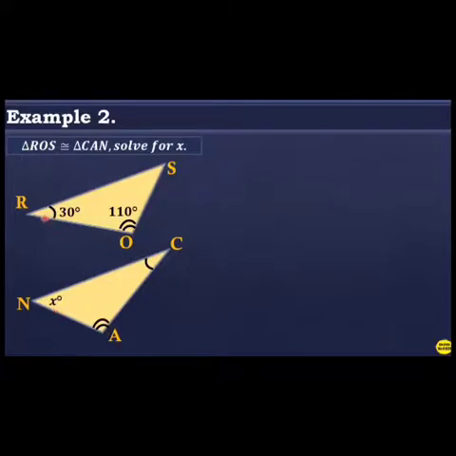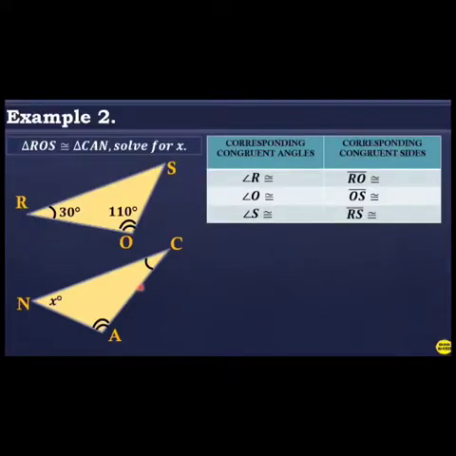So this angle is congruent to this angle, because as you can see, they have the same markings. And this angle is congruent to this angle. Now let us first give the corresponding congruent angles and corresponding congruent sides. This is what we should determine first before we solve for x, because we will be able to use it.